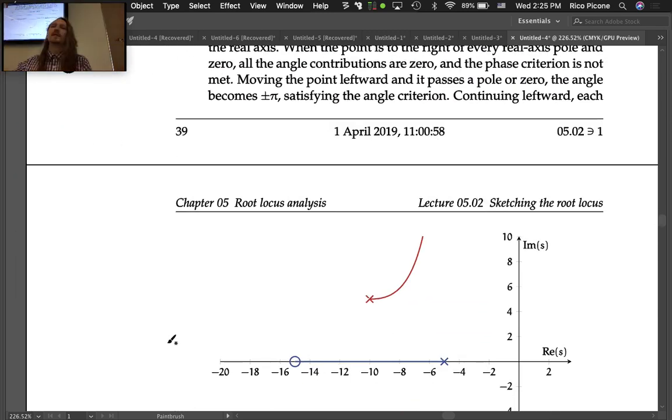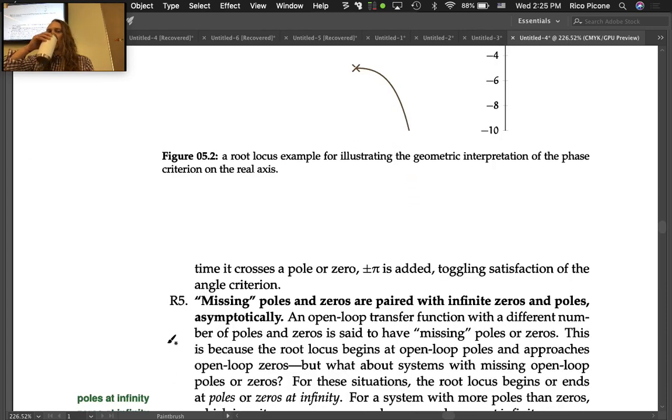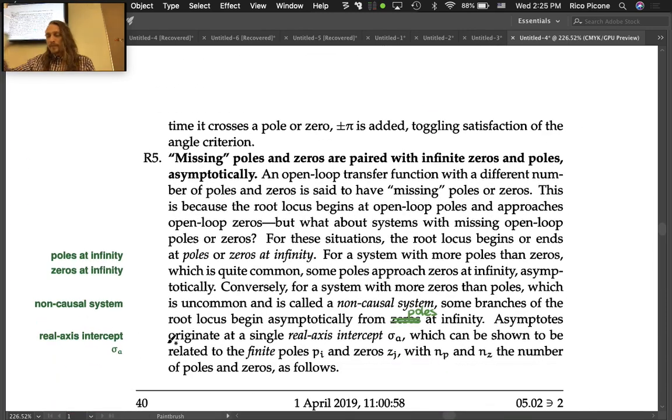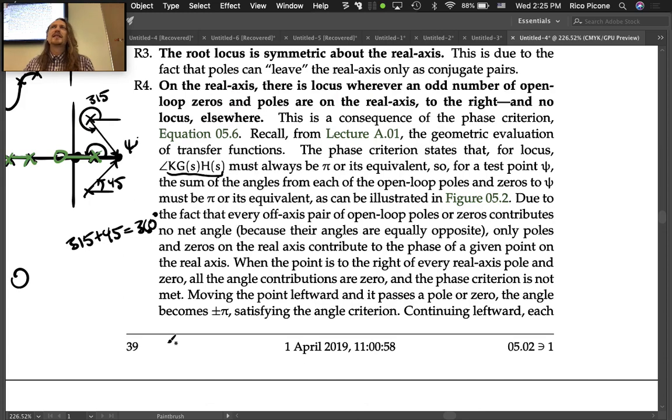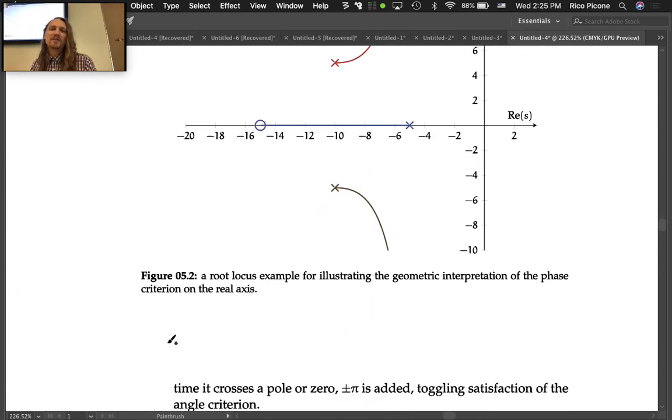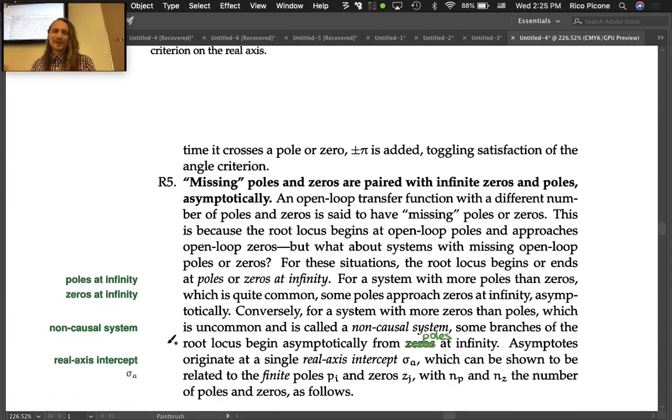Cool. Does that make sense? That's what that wall of text effectively says, just so you know. If you want to go back and read it later, that's what it says.